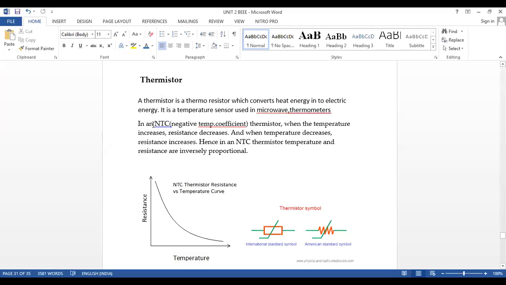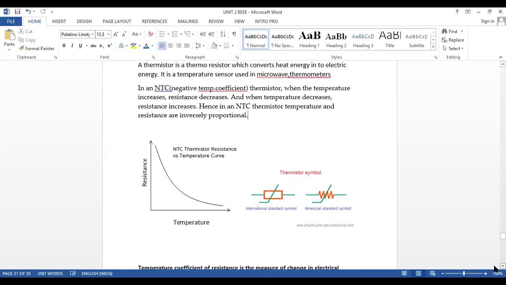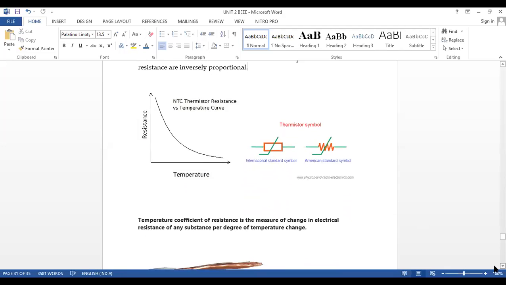Now you see, all of you, what do you mean by the word NTC? Negative temperature coefficient. Negative temperature coefficient means whenever temperature increases, the resistance decreases. Remember this point. So this graph we are supposed to draw. Initially resistance is maximum, but as I increase the temperature, resistance starts to decrease. And this is the symbol. So both are similar. One works with light and another one works with heat.